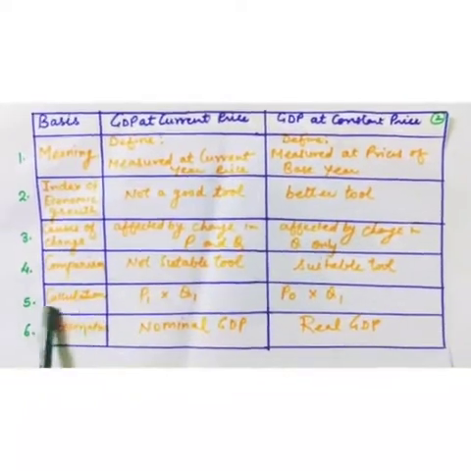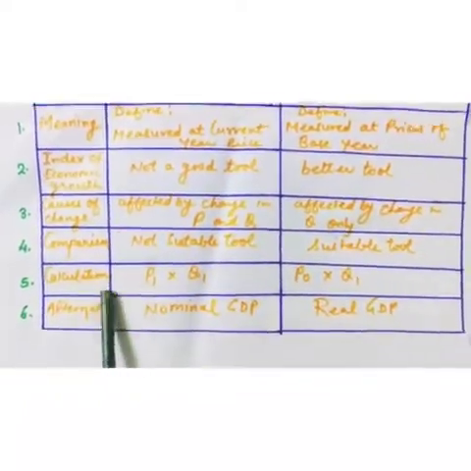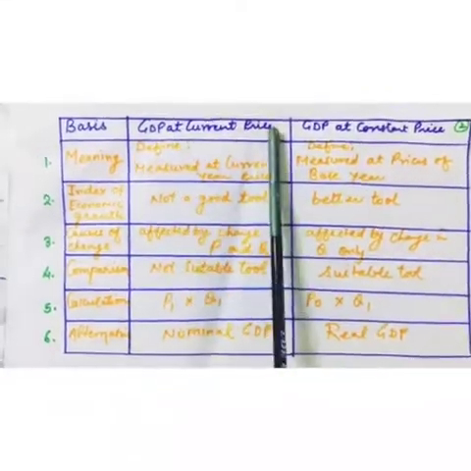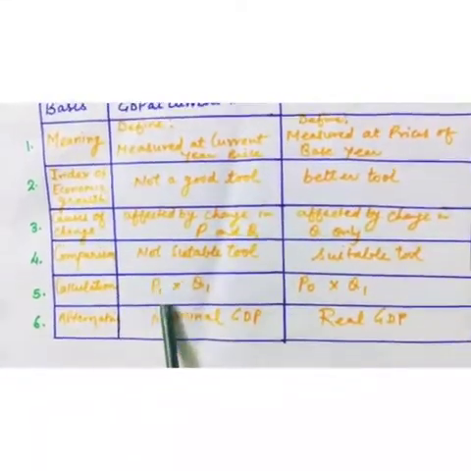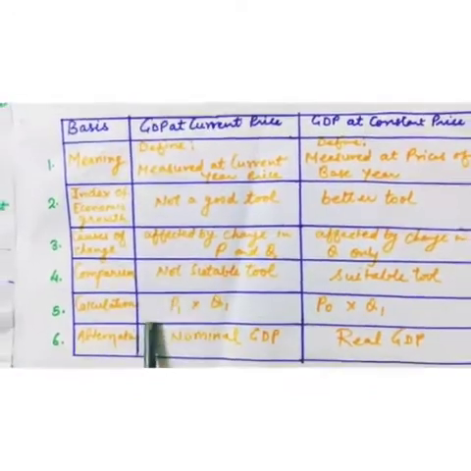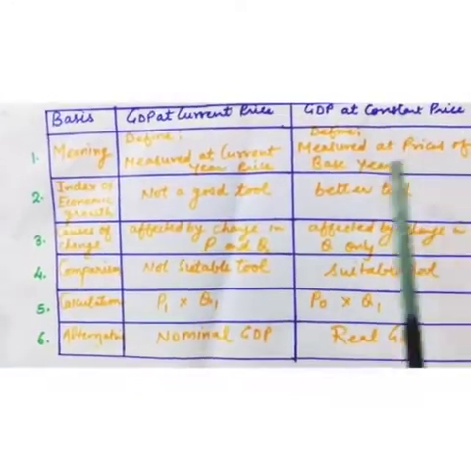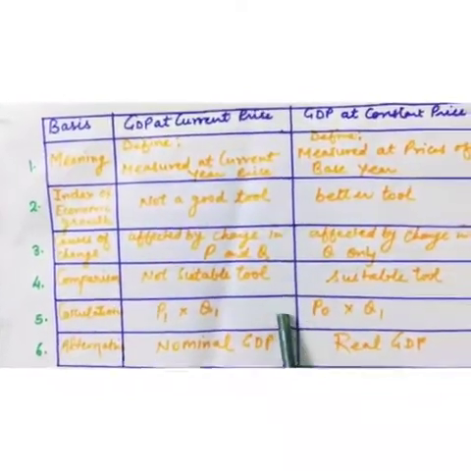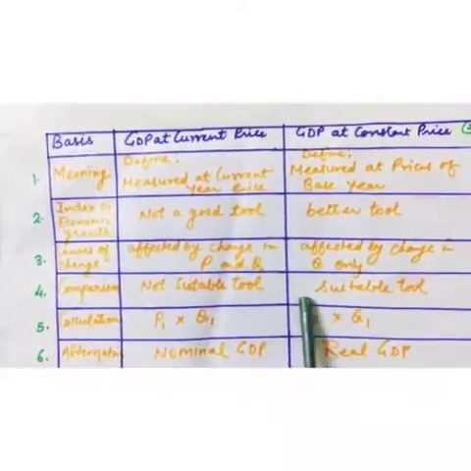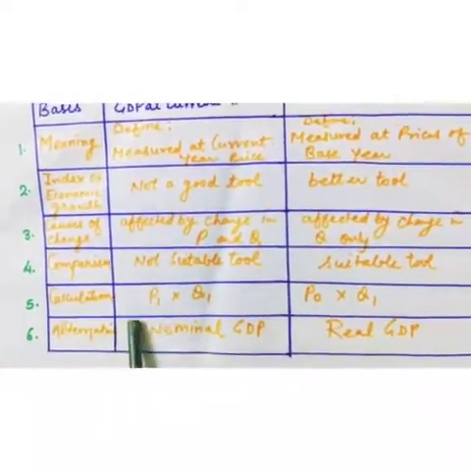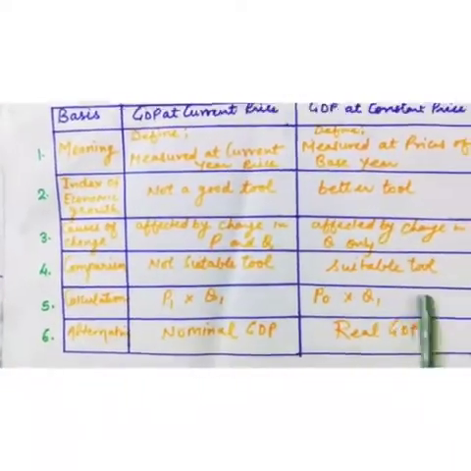Now come to number 5, calculation. This is the formula for estimation of GDP at current price: P1 into Q1, that is price of current year and quantity of current year. And GDP at constant price formula is: real GDP is equal to price of base year into quantity of current year. Alternative name, it is known as nominal GDP and it is known as real GDP.